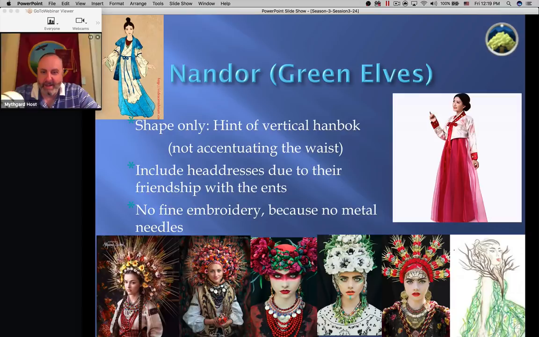Like emulating trees. Yes, exactly. Also, it kind of evokes the whole guerrilla warfare, which I think they'd be the most likely to do. I mean, you think of them as more camouflaged. Right. And hidden in the trees. Right. And so their body garments would be a lot more simple than their headdresses would be.